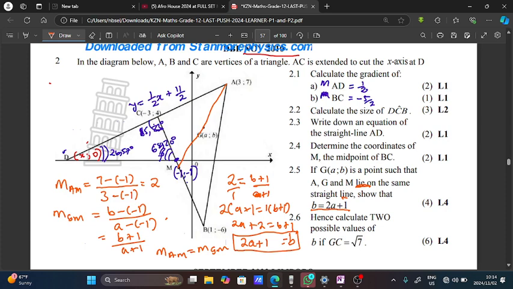So can you see the key that you know that they are on the same line? They are having the same gradient. Any question? Now we have the value of B here as 2A plus 1.